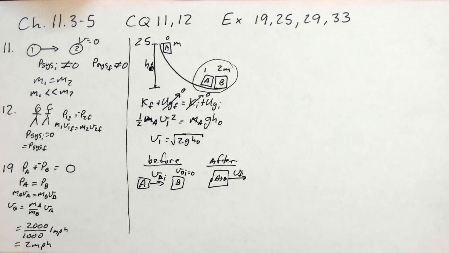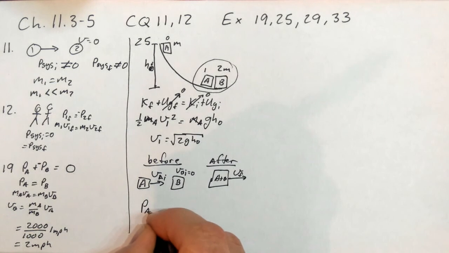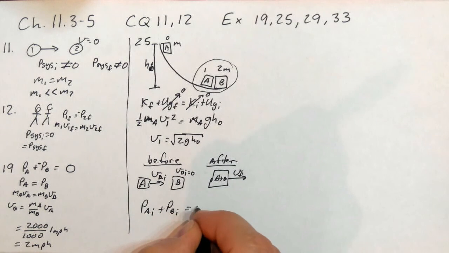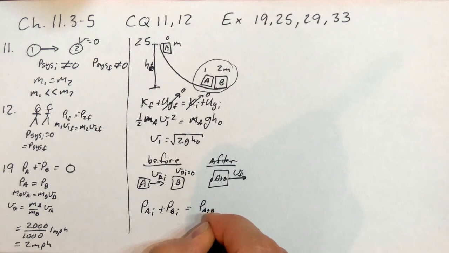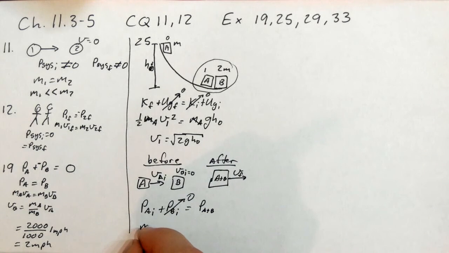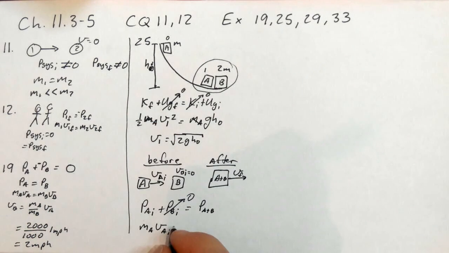Okay, so that's what the picture looks like. Now, how do we find V final? So I use conservation of momentum. So we're going to have PA initial plus PB initial equals PA plus B. PB initial is 0. And PA initial is just MA times VA initial, which is the speed of the box right before they collide. And that's going to be equal to MA plus MB times V final.